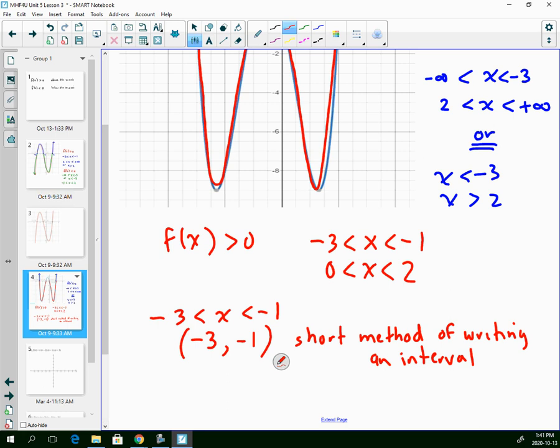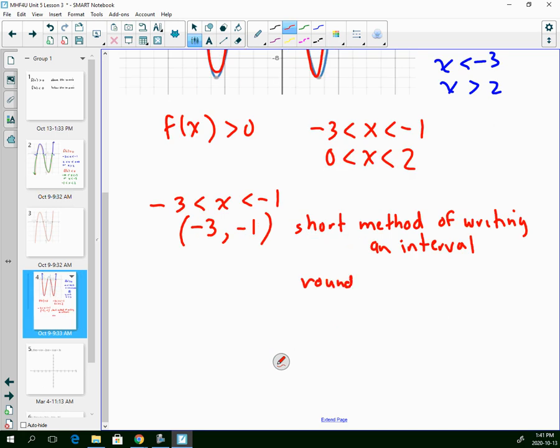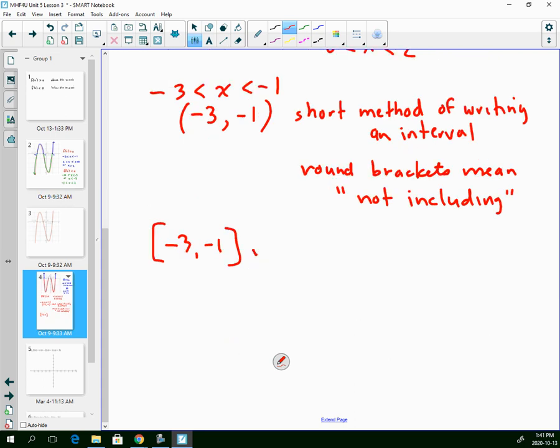Round brackets mean not including. So when I use round brackets, I'm saying that it's between -3, but not including -3, up to -1, but not including -1. If I wrote it like this, that means -3 and equal to, right? Square brackets mean including.